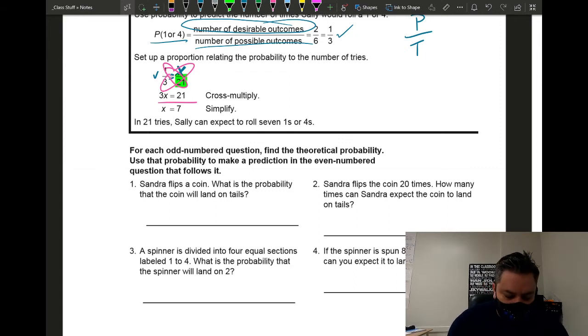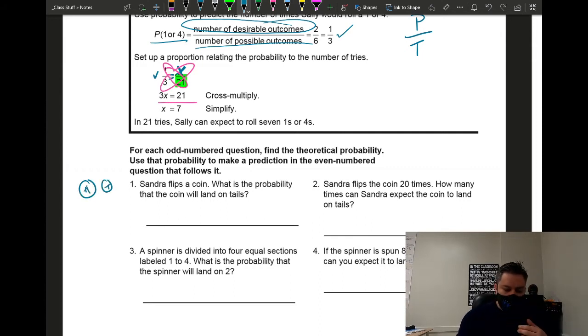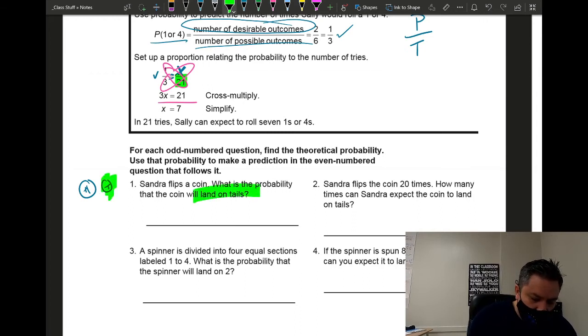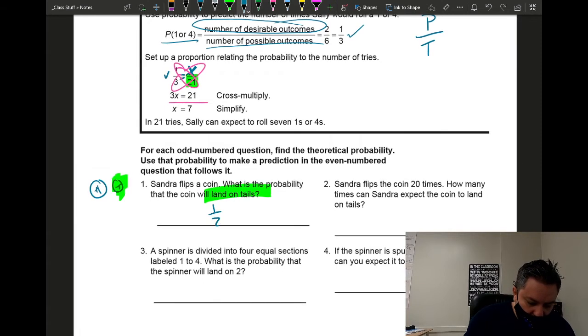So, for example, number 1. Sarah flips a coin. What is the probability that the coin will land on tails? I'm going to go into a little more detail just for those visual learners. So remember, we have a coin, so you have heads and you have tails. What is the probability that it will land on tails? Well, it's 1 out of 2. So you're going to write that fraction, 1/2. That is the probability of getting tails.